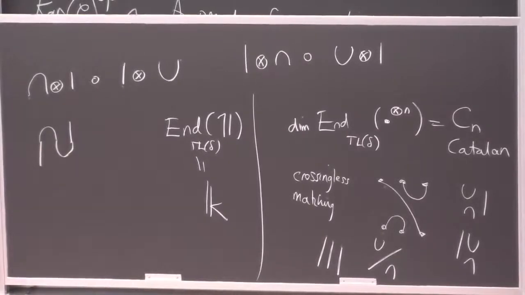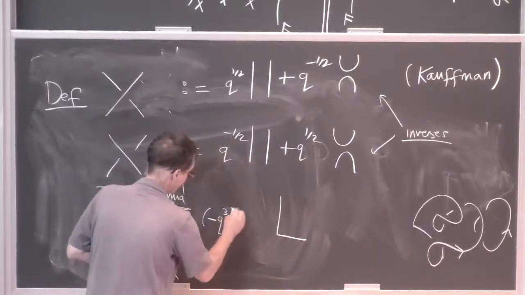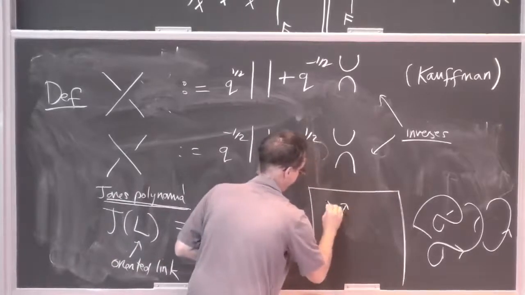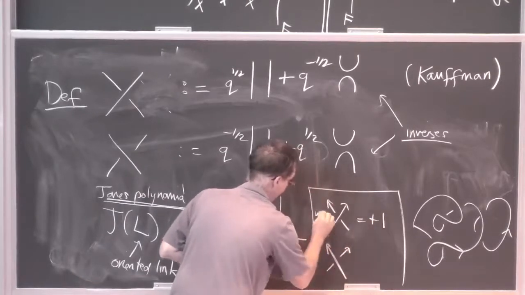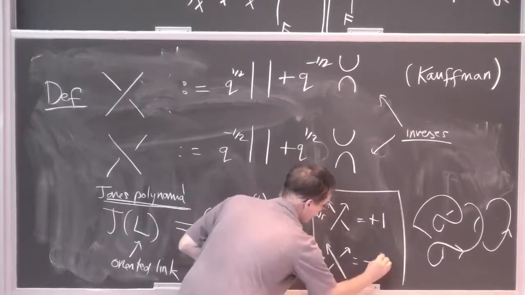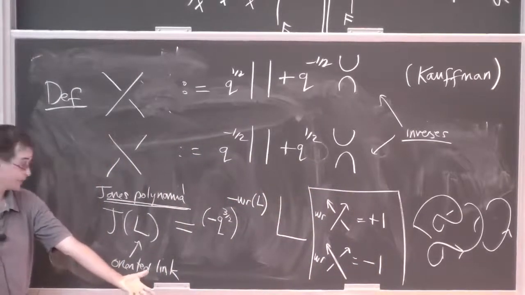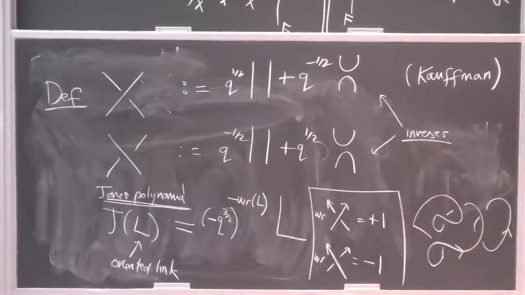Why do I need the orientation? What was this pesky scalar? Minus q to the 3 over 2. If you scale by minus the writhe of the link, so the positive crossing has writhe plus 1, and the negative crossing has writhe minus 1. With the orientation, you can define the writhe of any oriented link, and you can rescale by that power of the writhe, and that exactly fixes the problem with Reidemeister 0. And so you get a number which is invariant under the Reidemeister moves, so it's an isotopy invariant of the oriented link, and that's the Jones polynomial.